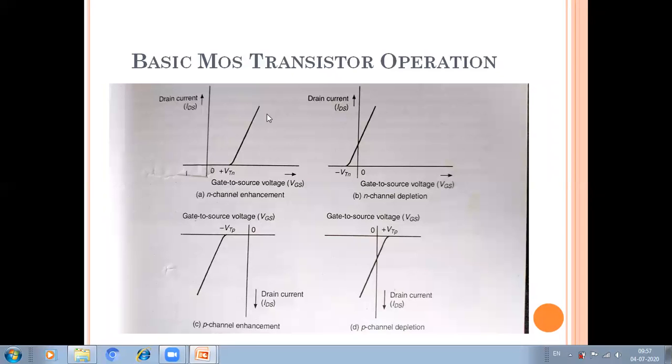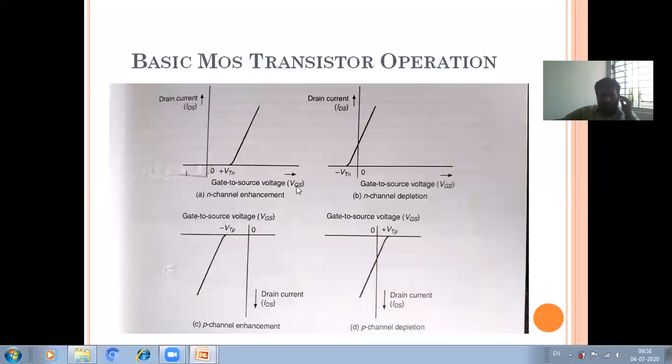Now here, with these characteristics of basic MOS transistor operation, you can observe these are the characteristics of the drain current and the VGS. This is for the N channel enhancement, and this is for the N channel depletion. And again the P channel enhancement. Here you can observe how there is a relation between the drain current and the VGS. Again, in the depletion, if the P channel is there, again there is a relation between the drain current and the VGS.